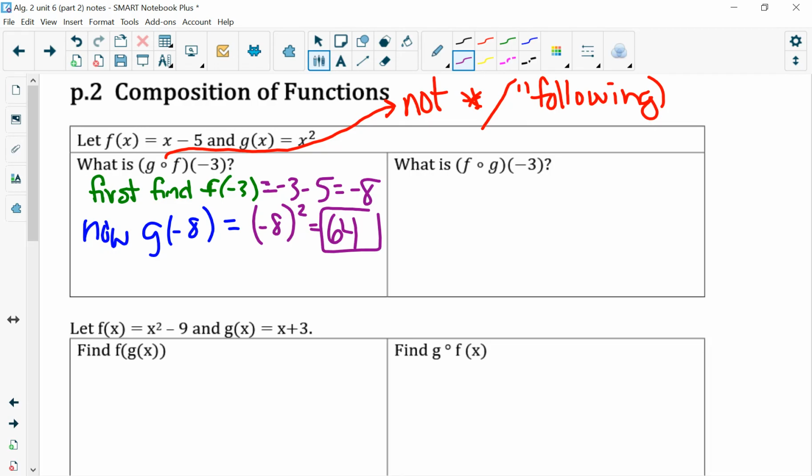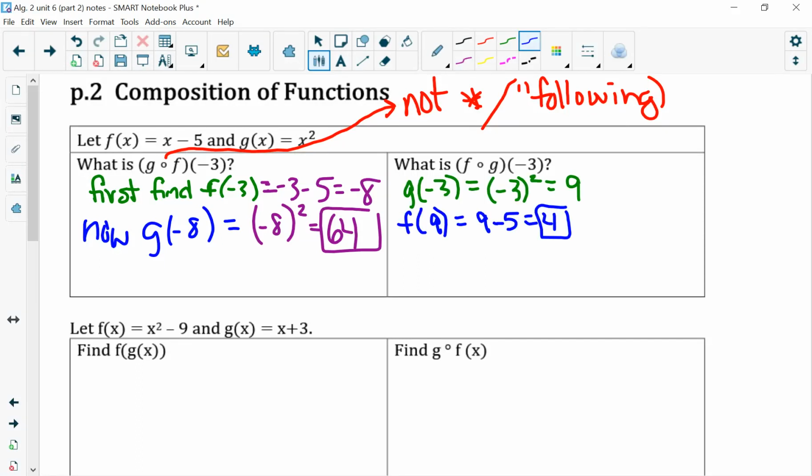All right, try the next one. Pause, calculate it out. Your final answer should be 4. You first plug negative 3 into the g function to get an output of 9, and then plug 9 into the f function to get an output of 4.